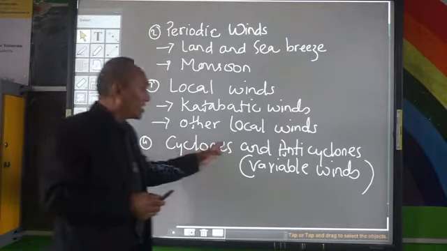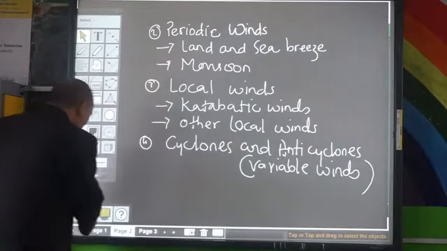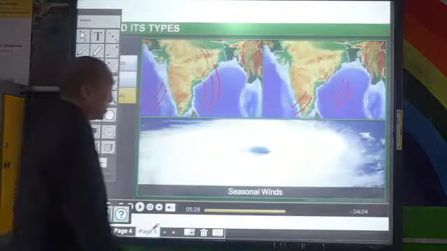So now we go with the cyclones and anticyclones, which are the examples of variable winds. So let's just see. Variable winds.